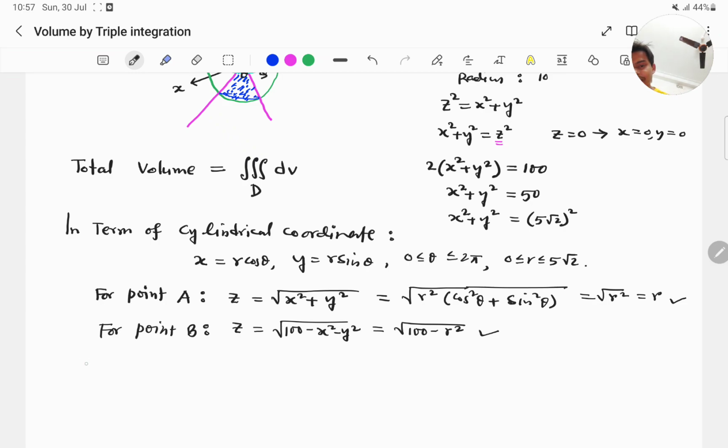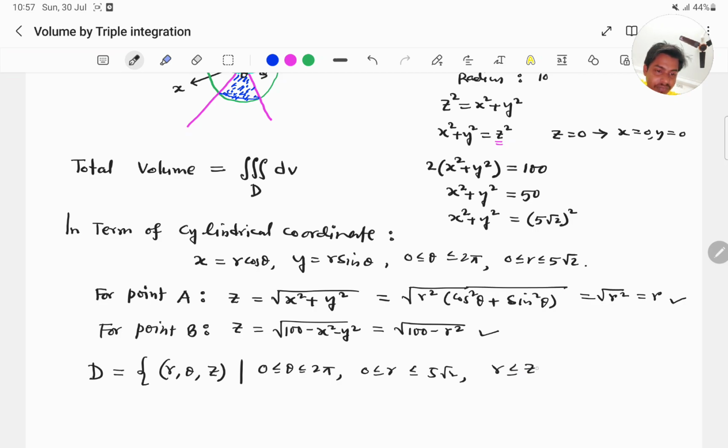So in term of cylindrical coordinate, the D can be written as r, theta, z, such that theta will be in between 0 to 2 pi, r will be in between 0 to 5 root 2, and z will be r to square root of 100 minus r square. So we have written the volume or the solid in term of cylindrical coordinate.